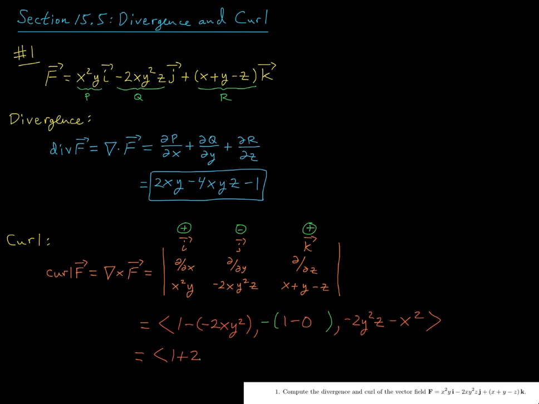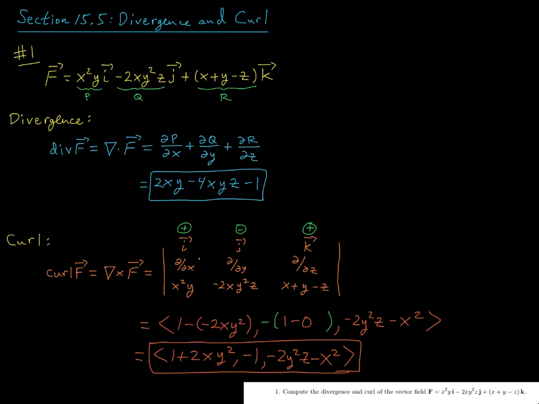Then I'll clean up a bit, and we have 1 plus 2xy squared, and then negative 1, and then minus 2y squared z minus x squared. And that is the curl. We note here that when you take the curl of a vector field F, you get in return another vector field.